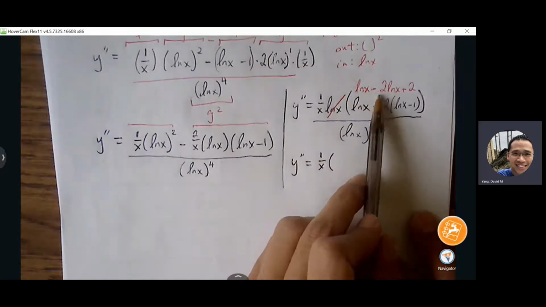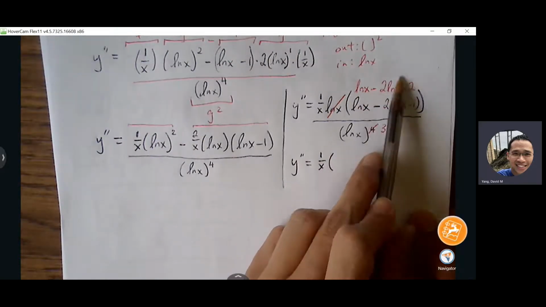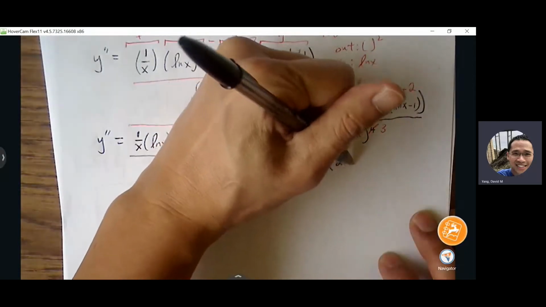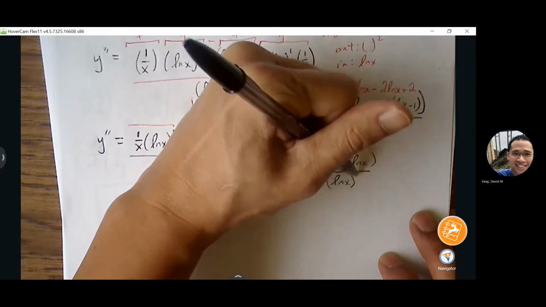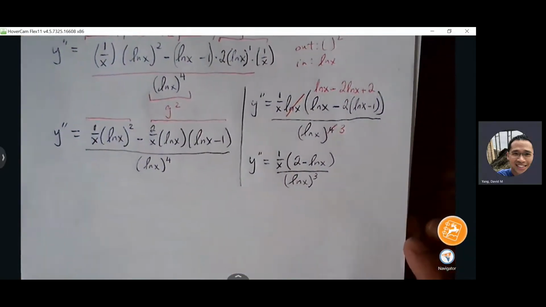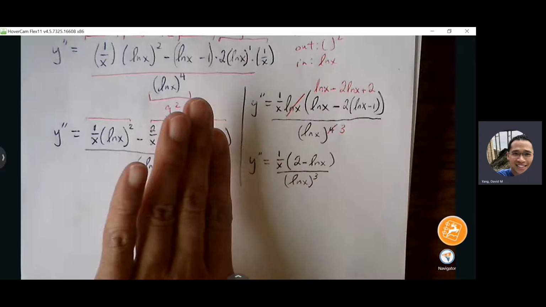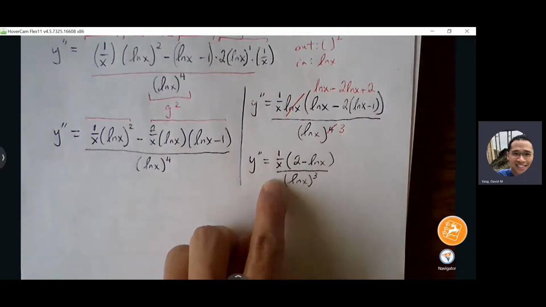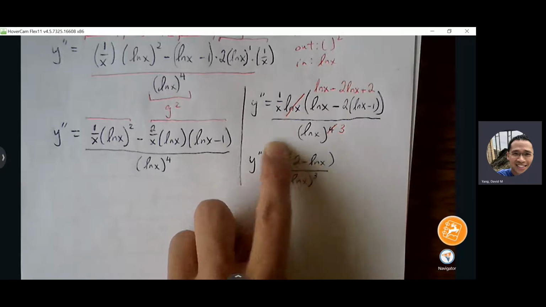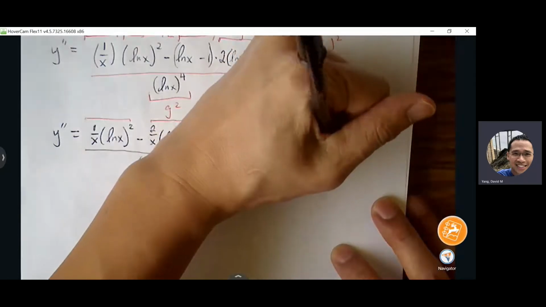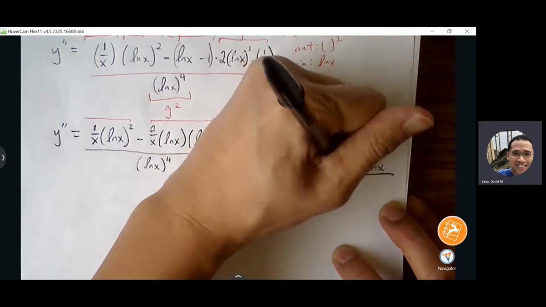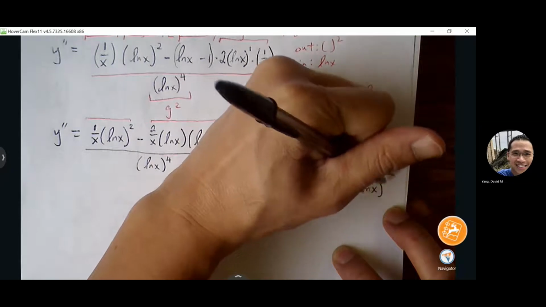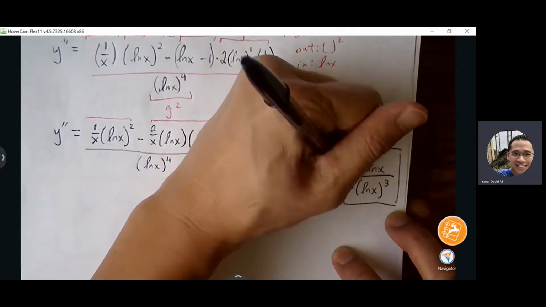Combine like terms: natural log of x minus 2 natural log of x is negative natural log of x. I'll put the 2 out in front here. I'll make this 2 minus natural log of x. If I pull that 1 over x out in front, it makes it easier for me to see that I can just have that x share the same denominator space rather than having to stare at a complex fraction. So I'm going to write this out like this. Okay, so there's my second derivative function.